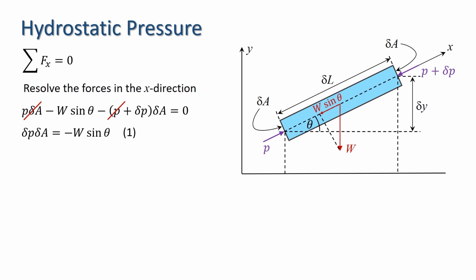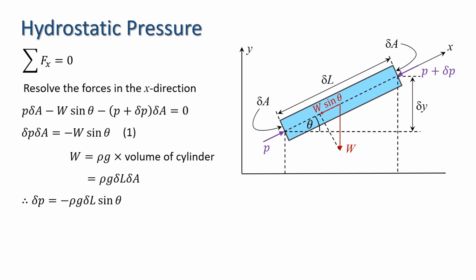Now, the weight W is going to be the fluid density times acceleration due to gravity times the volume of the cylinder, and the volume of the cylinder is simply delta L times delta A. Thus W equals rho g delta L times delta A. Substituting W into equation 1 and dividing both sides by delta A, we get delta P equals minus rho g times delta L times sine theta.